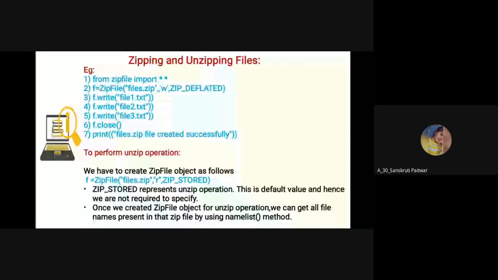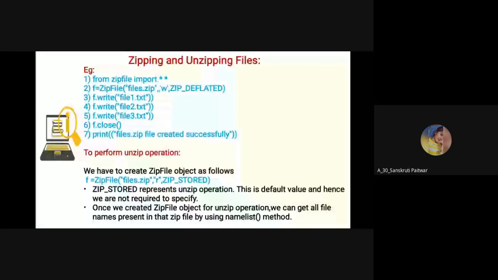f.write file1.txt, f.write file2.txt, then f.write file3.txt, f.close, print files.zip created successfully. Once you execute this program, the zip file files.zip will be created in the same directory where you are writing the program, and you can open that zip file and you will get file1.txt, 2.txt, 3.txt inside that zip file. So in this way, you can create a zip file in Python.